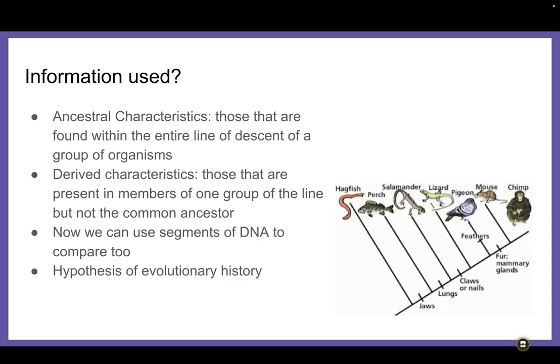So what is this information used for? Ancestral characteristics are those that are found with an entire line of descent or group of organisms. Derived characteristics are those that are present in members of one group of the line but don't necessarily have a common ancestor. And now we can even use DNA or segments of DNA to help us come up with this. I want to emphasize these are hypotheses. We don't know these for certain. Things can change in our evolutionary history, and in fact they often do, specifically as we gain more evidence.